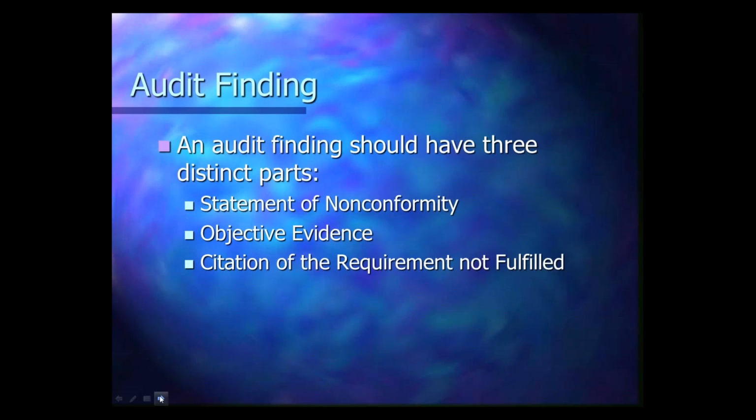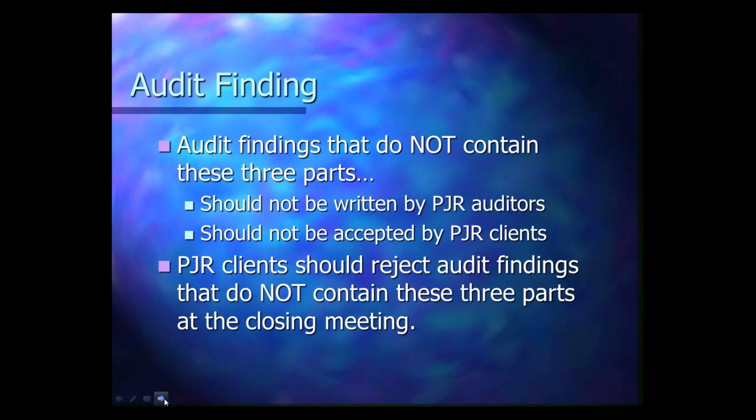So let's talk about the audit finding. A well-written audit finding should have 3 distinct parts: the statement of nonconformity, objective evidence that supports that statement of nonconformity, and then a citation of the requirement that's not being met. Audit findings that do not contain these 3 distinct parts should not be written by PJR auditors and should not be accepted by you, the client.